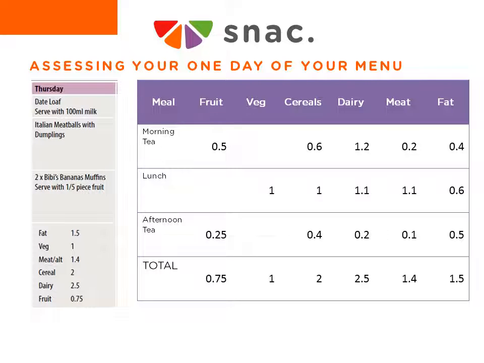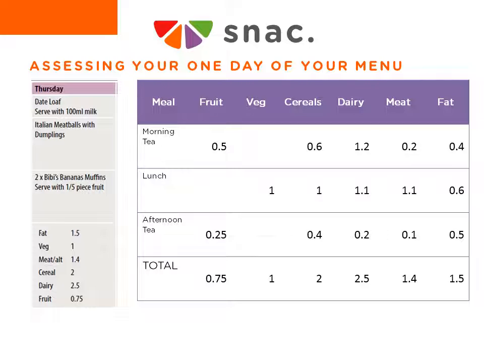So here's an example that I've done, and this is looking at morning tea, lunch and afternoon tea. So you can see they've had a date loaf with a drink of milk for morning tea, Italian meatballs and dumplings for lunch, and they've had a banana muffin with a small piece of fruit for their afternoon tea. And it's already been calculated what the serve sizes for each of the food groups are, so we just need to break that down into the 3 meals to show our total.